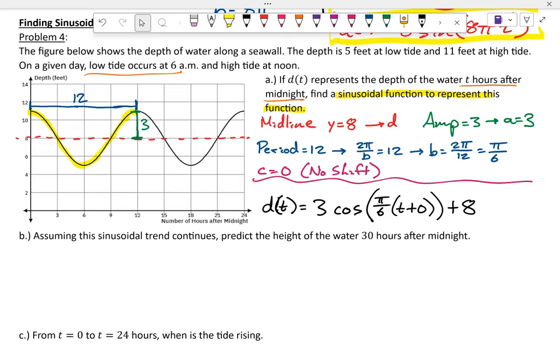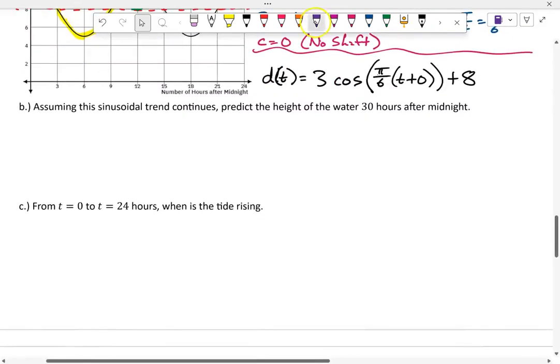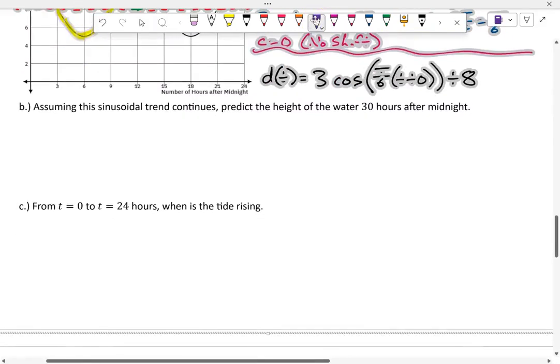Assuming the sinusoidal function, our trend continues, predict the height of the water 30 hours after midnight. So what do I do with 30? Now that I have a function, what do I do with 30? Plug it in, right? So let's do that. We are predicting after 30. However, we're not going to use a calculator, so don't pull those out.